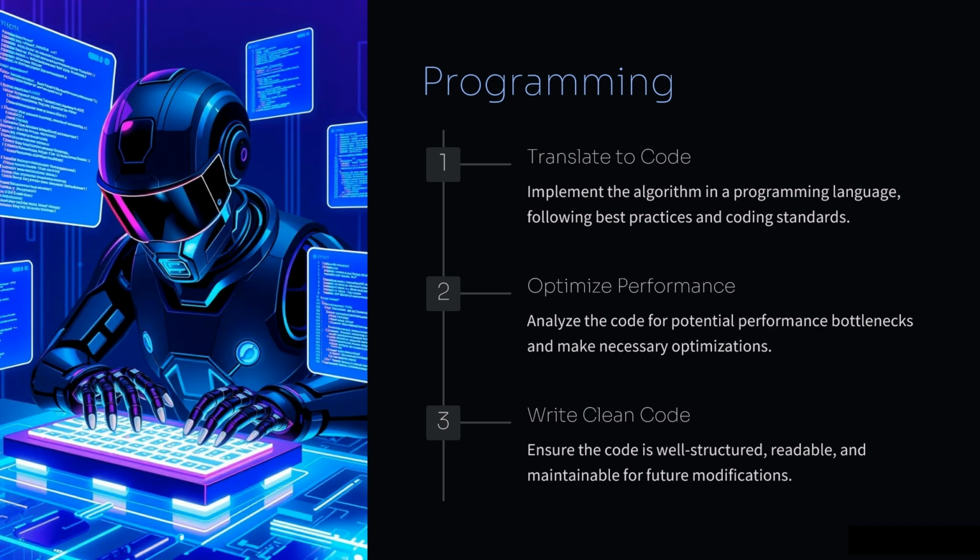Programming. Translate to code: implement the algorithm in a programming language, following best practices and coding standards. Optimize performance: analyze the code for potential performance bottlenecks and make necessary optimizations. Write clean code: ensure the code is well structured, readable, and maintainable for future modifications.